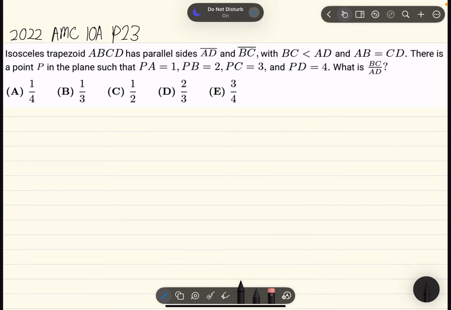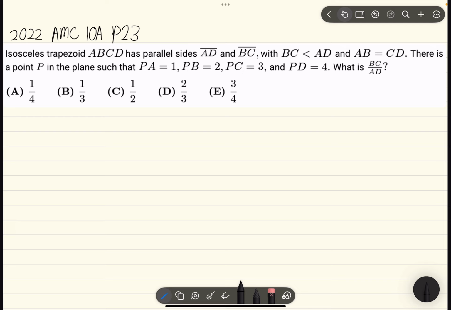Let's look at 2022 AMC 10A problem 23. Isosceles trapezoid ABCD has parallel sides AD and BC, with BC less than AD and AB equals CD. There is a point P in the plane such that PA equals 1, PB equals 2, PC equals 3, and PD equals 4. What is BC over AD?